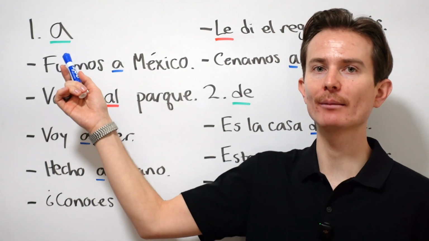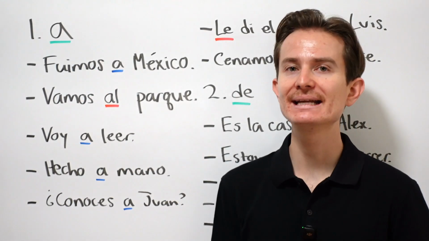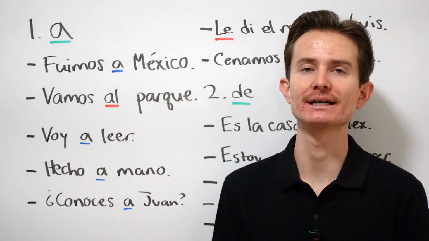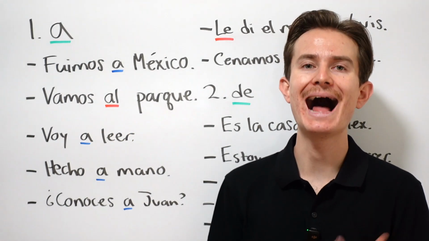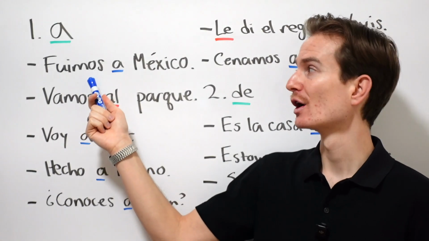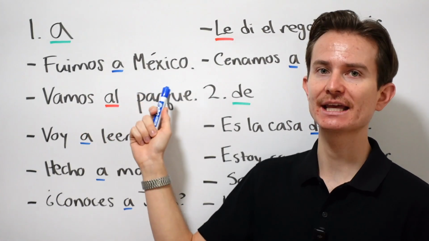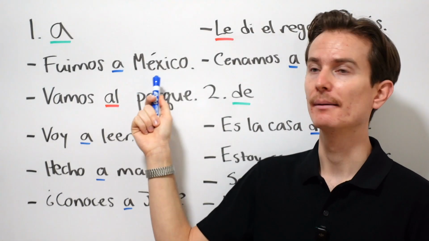The first and most common one we have is a. Now, a can mean many different things depending on the context of the sentence. Most often, it means to or at. But let's take a look at some examples. Por ejemplo, tenemos fuimos a México. Fuimos a México. We went to Mexico.